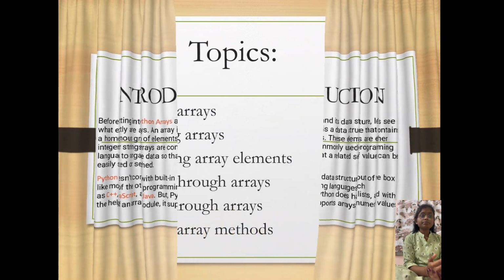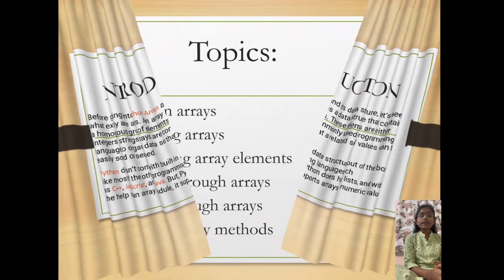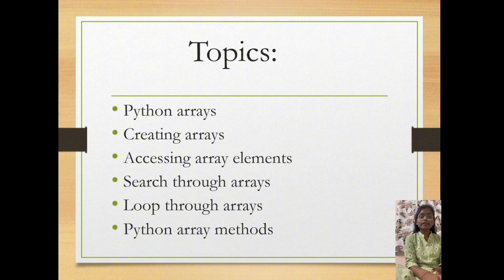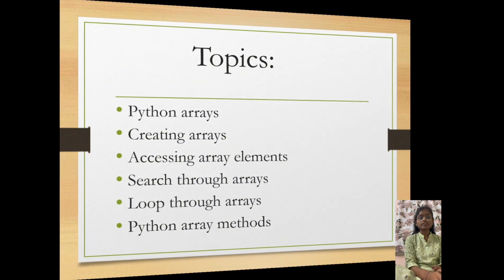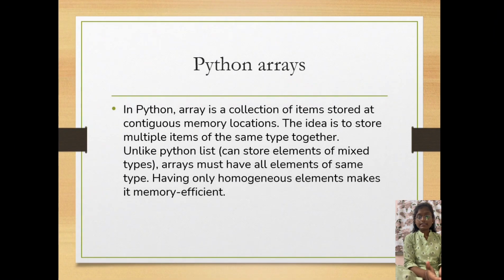Topics in this: Python arrays, creating arrays, accessing array elements, searching through arrays, looping through arrays, Python array methods. First of all, Python arrays. In Python, an array is a collection of items stored at contiguous memory locations. The idea is to store multiple items of the same type together. Unlike a Python list, which can store elements of mixed types, arrays must have all elements of the same type. Having only homogeneous elements makes it more efficient.